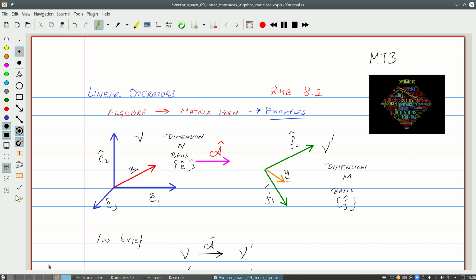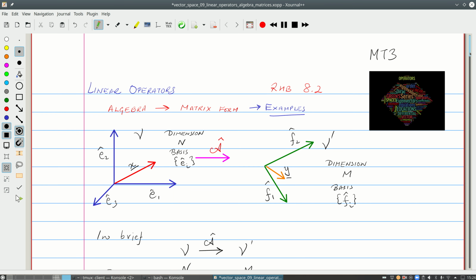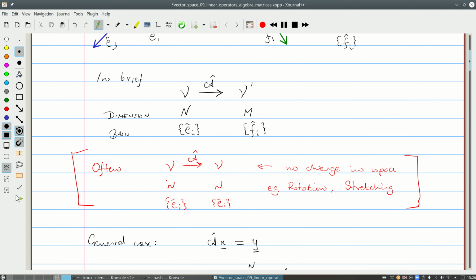We are still on the topic of linear operators. This is Hobson Bence 8.2, but now we're going to look at some examples of linear operators. I've introduced you to the algebra. We have seen how you can write a linear operator A hat in its matrix form, but how is it actually done? So before we go on, let's just go over the notes from last time.